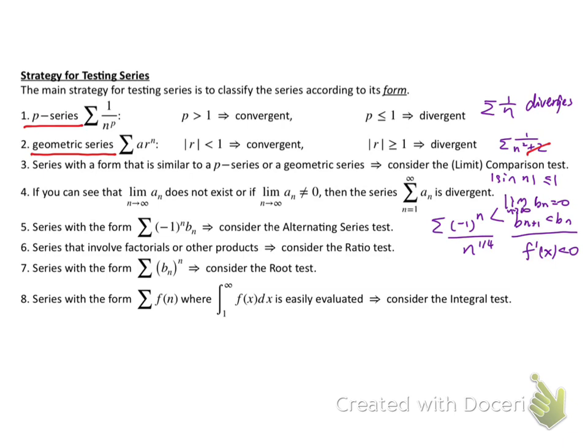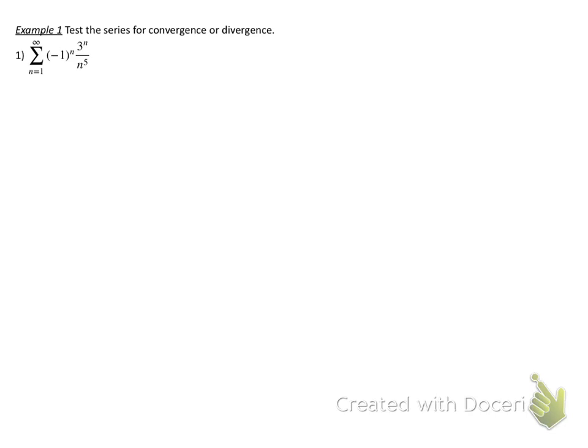Let's see some examples. First, here I'm not asking you to determine whether the series is absolutely convergent or conditionally convergent or divergent. We just do convergence or divergence. So the first one, I'm having (-1) to the nth power, 3 to the n, and n to the 5th power.